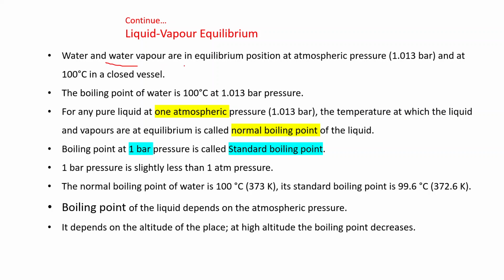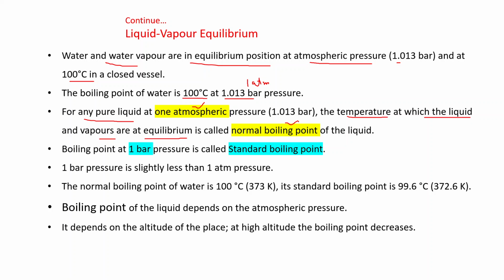Water and water vapor are in equilibrium at atmospheric pressure, that is 1 atm, and if we express this in bar, then this is 1.013 bar, and at 100 degrees Celsius in a closed vessel. Okay, the boiling point of water is 100 degrees Celsius at 1.013 bar, or simply we can say at 1 atm pressure. For any pure liquid at 1 atmospheric pressure, the temperature at which the liquid and vapors are at equilibrium is called the normal boiling point of the liquid.